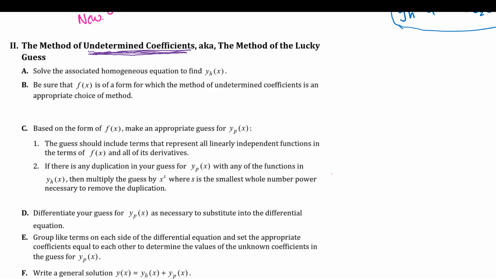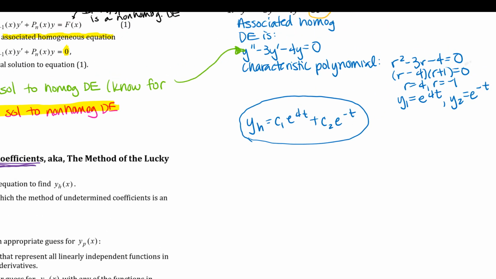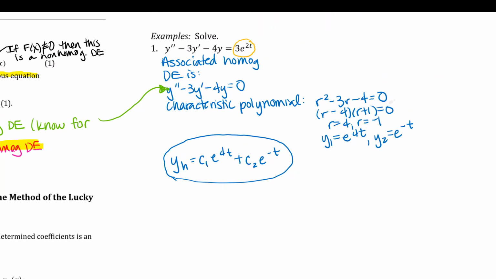So step C says, based on the form of f of x, make an appropriate guess for yp. The guess should include terms that represent all linearly independent functions in the terms of f of x and all of its derivatives. And that f of x is that right-hand side function in your differential equation. Okay, so if I look at this example over here, this f of x function, f of t in this case, that's 3e to the 2t. And if I think about that function and all of its derivatives, it shouldn't be too hard for you to realize that all of its derivatives are just scalar multiples of e to the 2t.